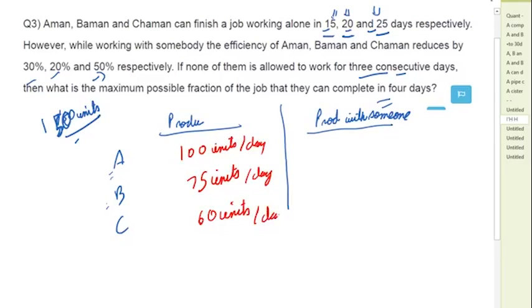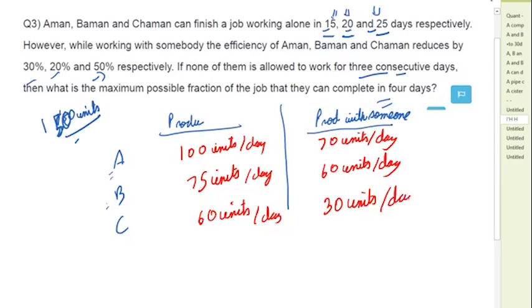But when they work with someone, A's productivity reduces by 30%, so A does only 70 units per day. When B works with someone, B's productivity reduces by 20%, so B becomes 4 by 5 into 75, or does 60 units per day. And C reduces by 50%, so C does only 30 units per day. So this is their productivity.